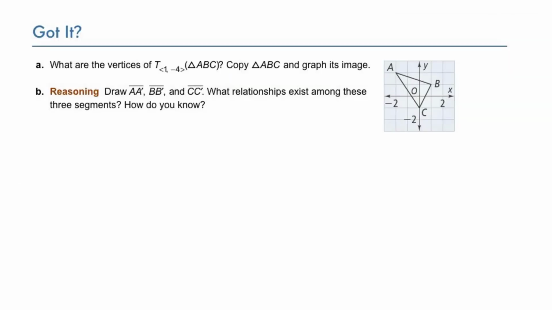Your turn. What are the vertices of the translation <1, negative 4> of triangle ABC? Copy triangle ABC shown here and graph its image. And part B, a reasoning item, draw segments AA prime, BB prime, and CC prime. What relationships exist among these 3 segments? How do you know?